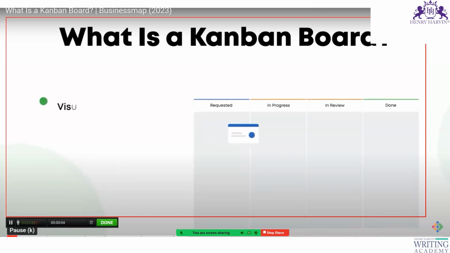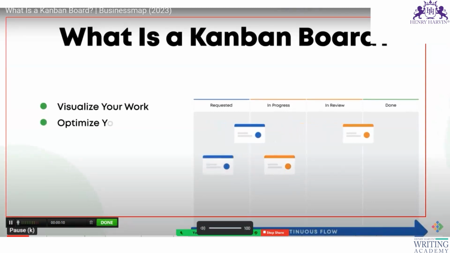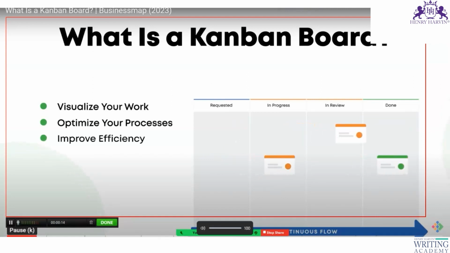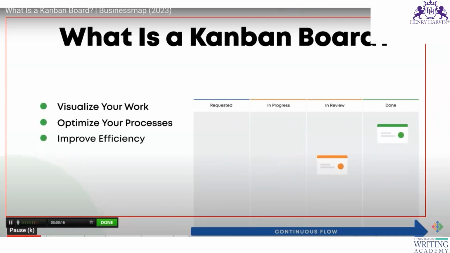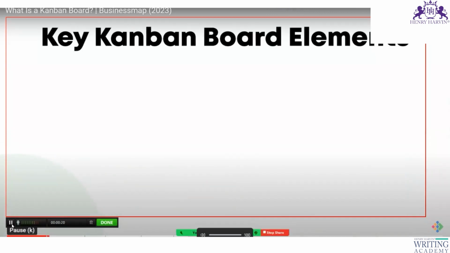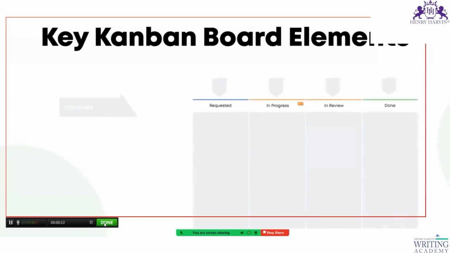And optimize your workflow. Kanban boards bring clarity to your work process and help you understand how work flows through your system so you can be more efficient. Let's go into detail and explore the main elements of a Kanban board. Kanban boards can be broken down into 6 key components: columns.